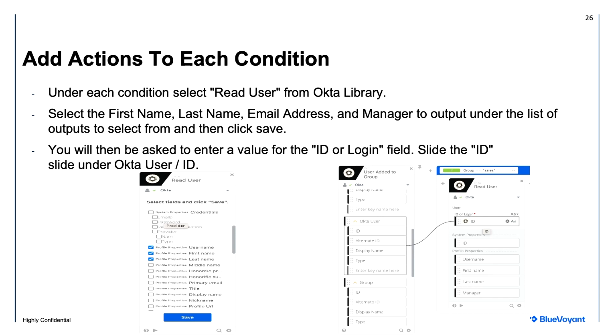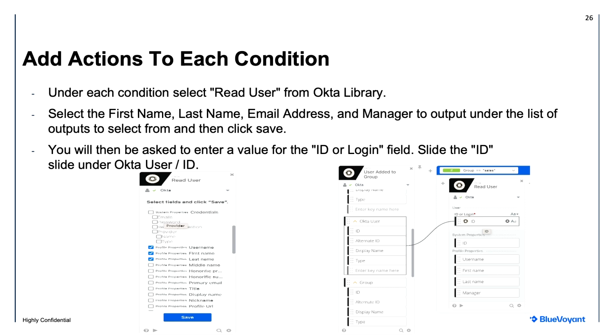So to do that, you'll select the read user card from the Okta library, and then you'll want to make sure within the options section that you check that you want to see the output of the first name of the user, the last name of the user, their email address, and manager, because these are things that we want to be able to capture and be able to use later on in the workflow.